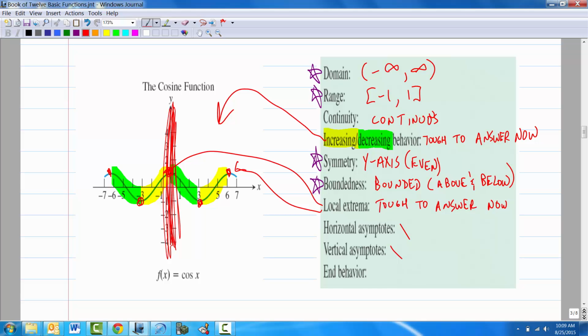So it's tough to answer now. Local extrema. How many extrema are there? Starts with an I and ends with infinite. There's a whole bunch of maximums and a whole bunch of minimums forever and ever and ever. So that's why that's kind of tough to answer, and I don't even know how to answer end behavior because the y's oscillate between positive 1 and -1 forever. So that's kind of tough.